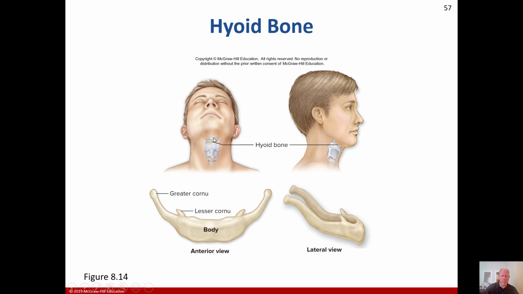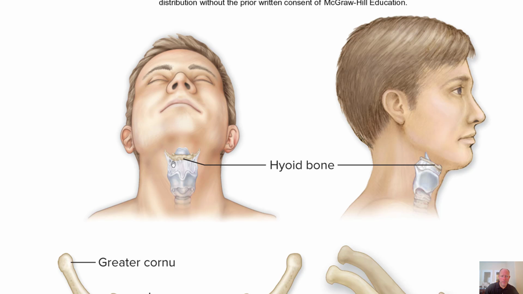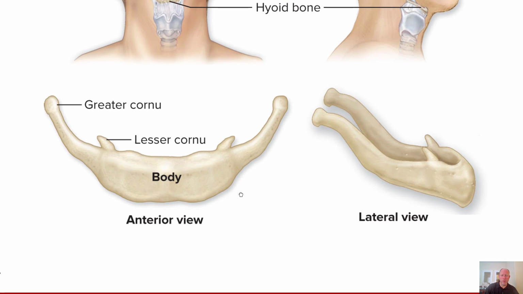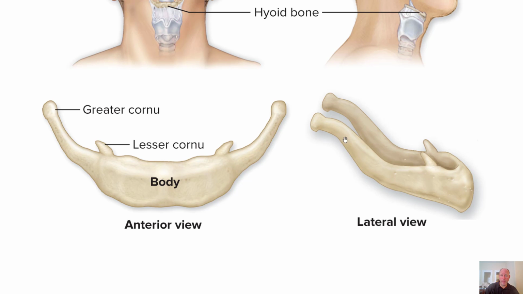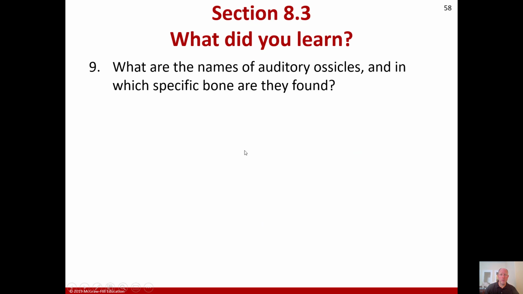So here we have our hyoid bone here. Now that hyoid, that greater cornu, would be up here, right? The lesser cornu, a little guy right in here on each side. And of course the body of that hyoid bone, lateral and anterior view. And of course you'll need to know how to identify it properly from each direction. So you should now know the names of the auditory ossicles and in what specific bone they are found.